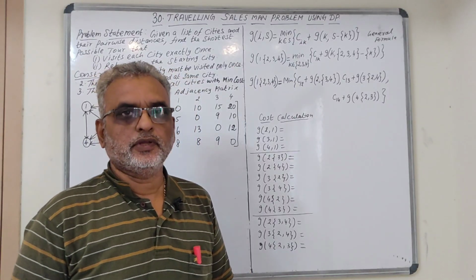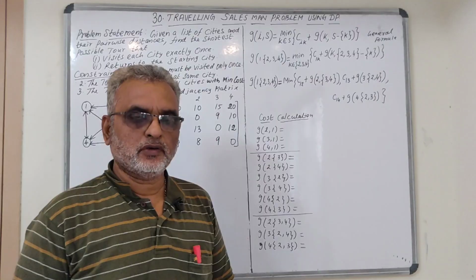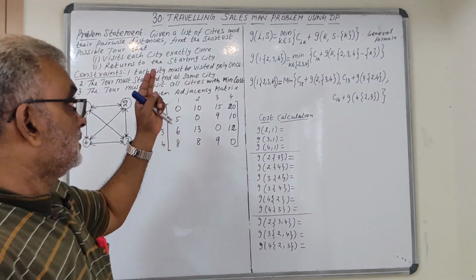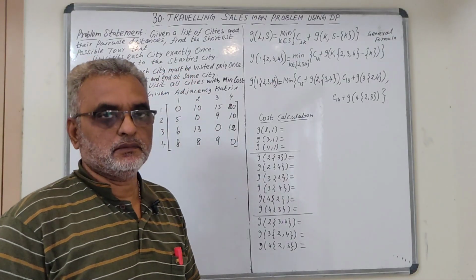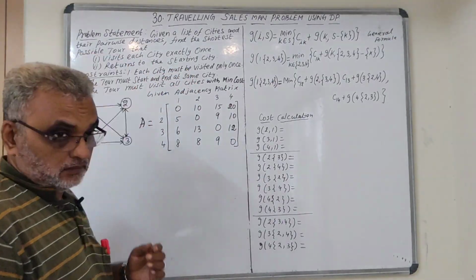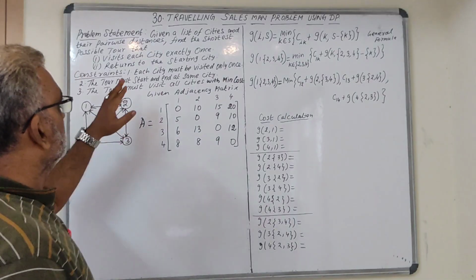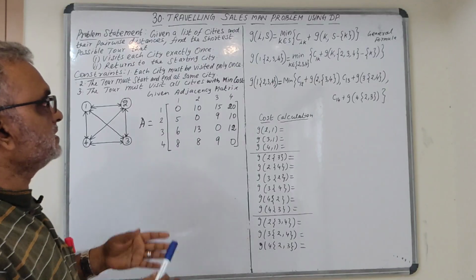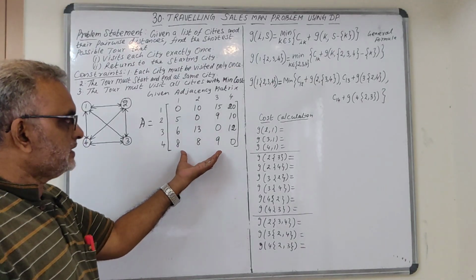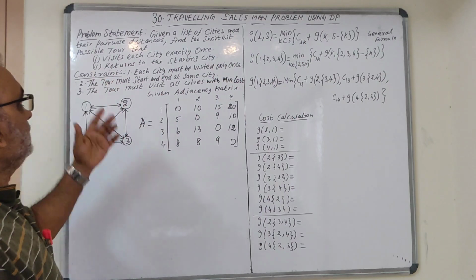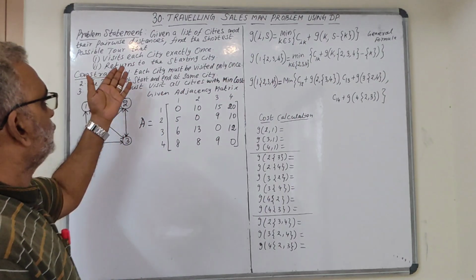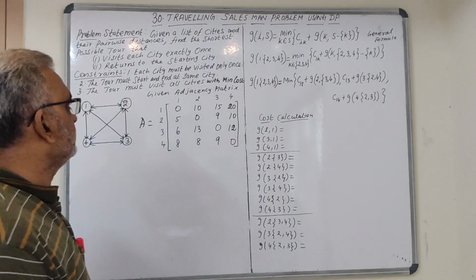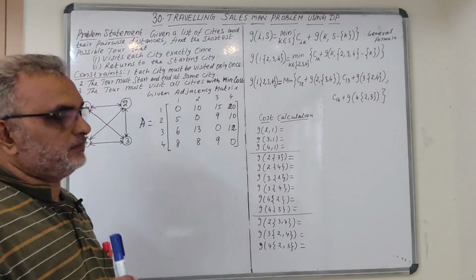So in this video we are going to discuss another very important concept from data structures and algorithms, that is the traveling salesman problem using dynamic programming. The problem statement is: given a list of cities and their pairwise distances in the form of an adjacency matrix, find the shortest possible tour that visits each city exactly once and returns to the starting city.